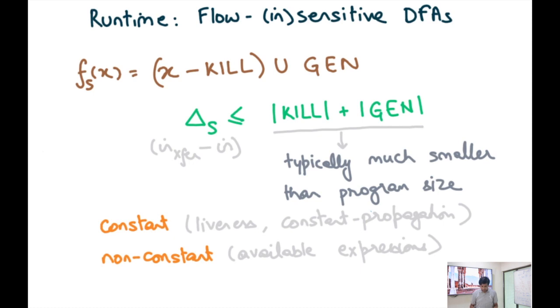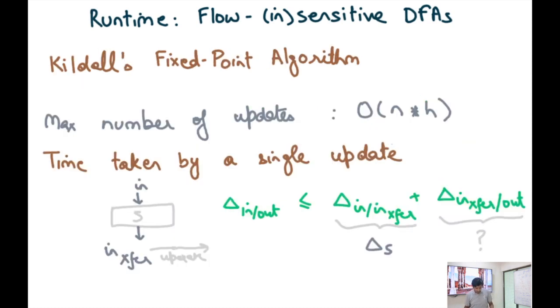Okay, so we are going to go ahead with the assumption that delta S, which is the distance between the in transferred and the in, is small. Now the distance between in and out, the change between in and out, is upper bounded by the change between in and in transferred and the change between in transferred and out. This is a standard triangle inequality.